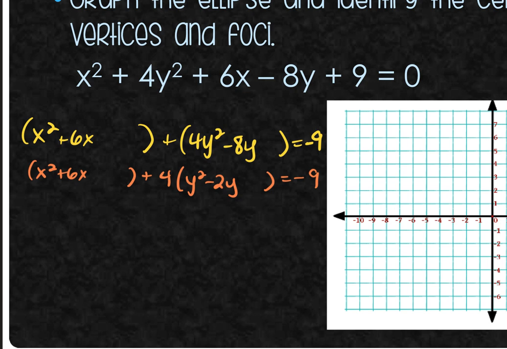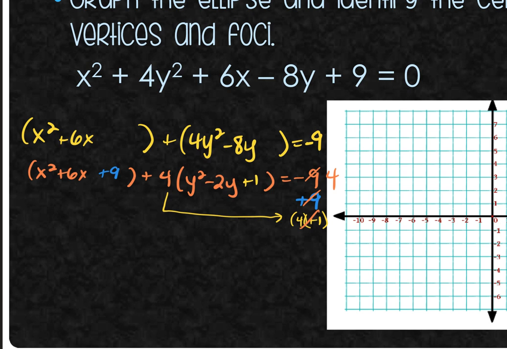And now I fill in those spaces. So 6 divided by 2 squared becomes 9, add it on the left, add it on the right. And then 2 divided by 2 squared becomes 1, add it here. Now before I add it to the right side, I have to multiply it by the 4 we took out. So the right side, negative 9, positive 9 cancel out, and then it's plus 4. So this whole side is 4.